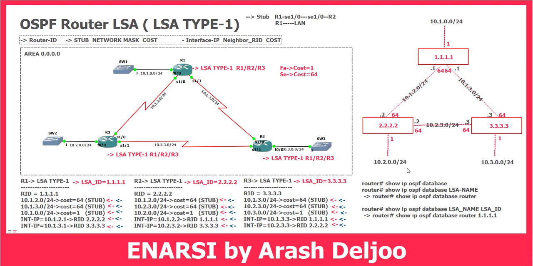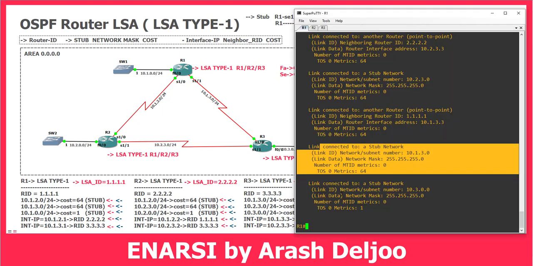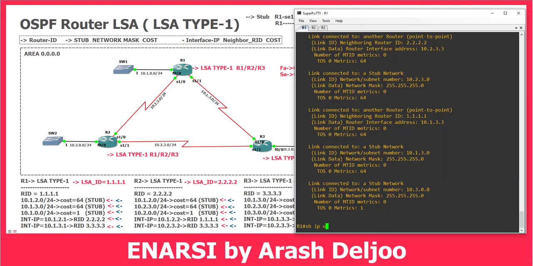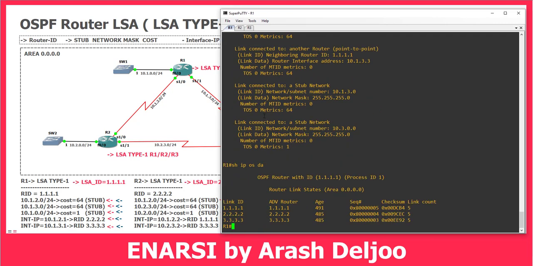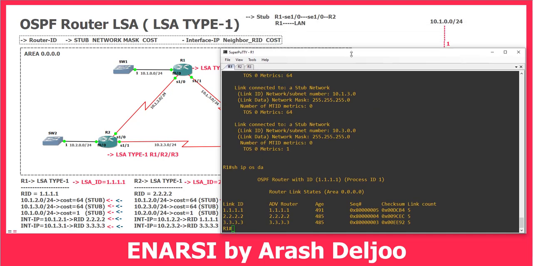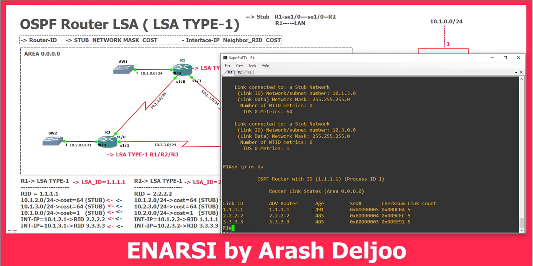Let me say that in all of the LSAs, not only LSA type 1, we have age. Let me show you again, show IP OSPF database. We have age and sequence number. You know that every time we receive a newer version of the LSA, this age should be reset to 0, and again we start. You have learned about it in the previous video. Let me show you again.